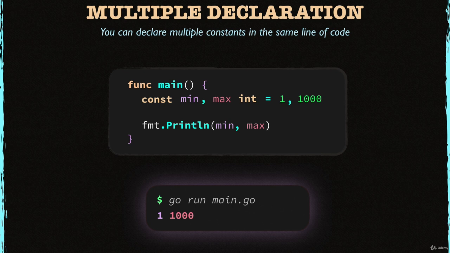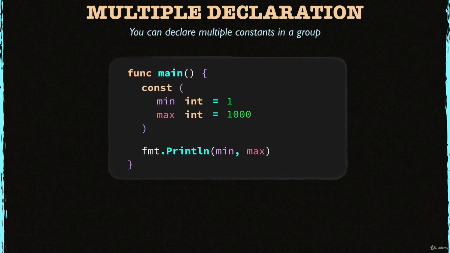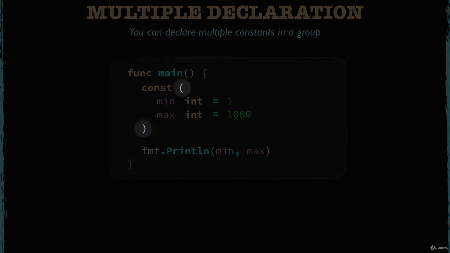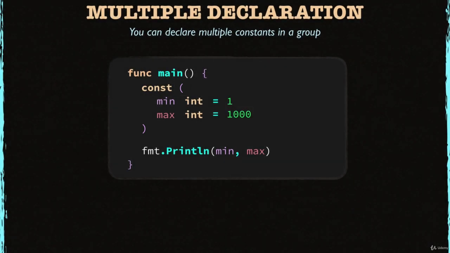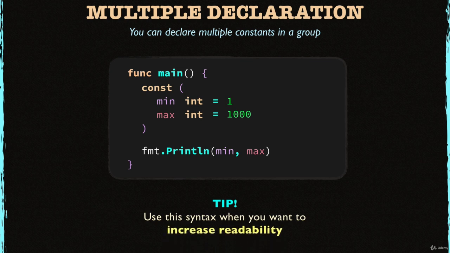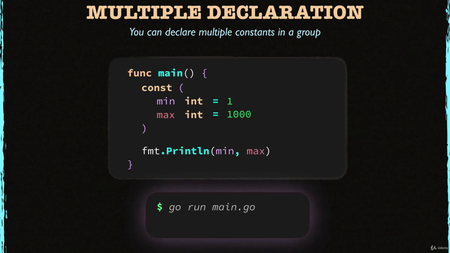By the way, you can also declare multiple constants by putting them in a group like this. You just need to wrap the constants inside parentheses. While inside the group, you can declare the constants as in here. You can use this syntax when you want to increase the readability of your code. Okay, let's run it. It prints 1 and 1000 again.